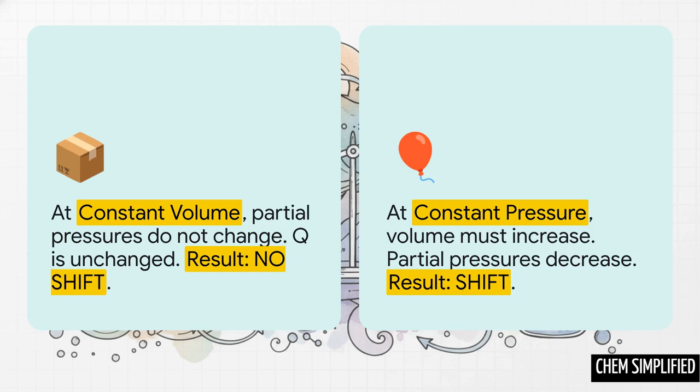But now look at the right. If you add argon and you want to keep the total pressure constant, the container has to get bigger. The volume has to increase. This lowers the partial pressures of all the reacting gases, and the system will shift to the side with more moles of gas to try and push back and bring that pressure up again. It's a really subtle but absolutely vital distinction.